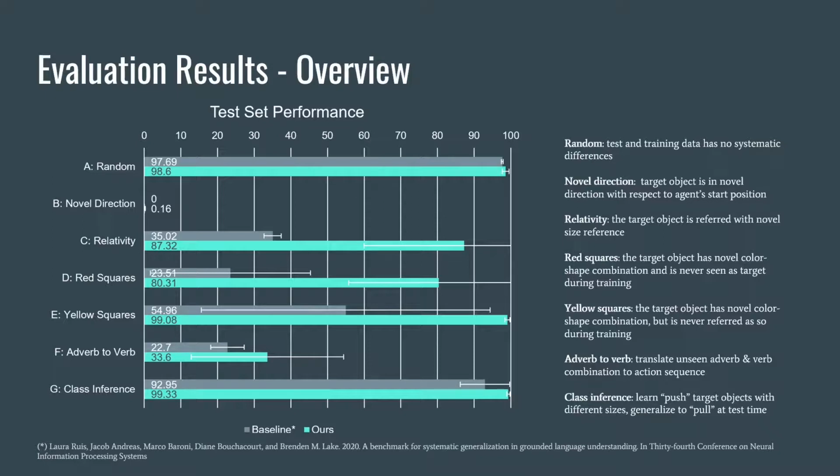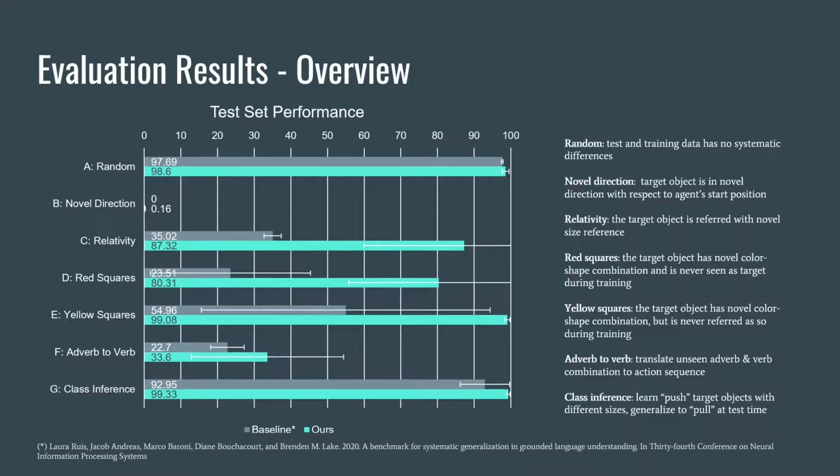For the novel direction test split, the target object is in novel directions with respect to the agent's start position in the test set. For example, in the training set, the agent has only seen target objects that are, for example, to the north or to the south, but has never seen a target to its west or east.